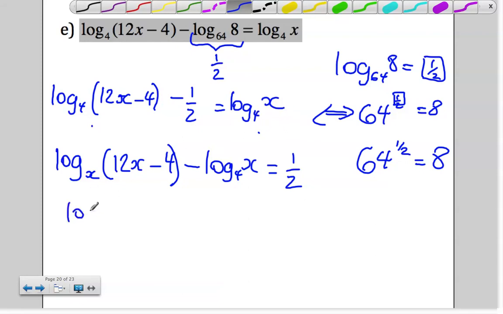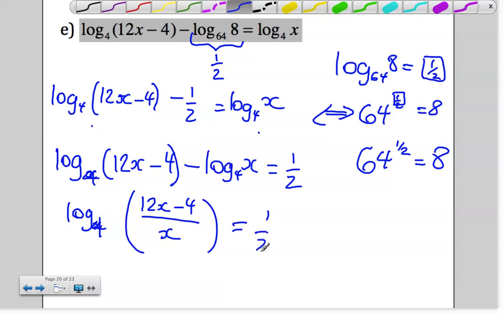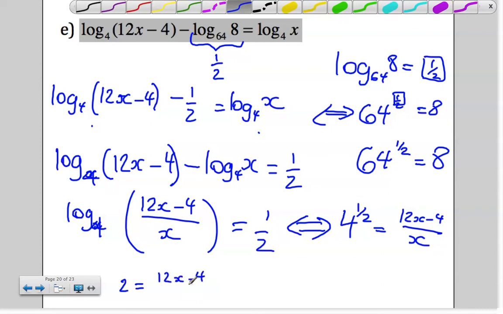Now I can merge those two together. Log base 4 of 12x minus 4 over x, I've merged those as a division, equals 1/2. Okay, I'm running out of things to do, so if and only if 4 to the 1/2 equals 12x minus 4 over x. Now, power of 1/2 is the square root, so 4 to the 1/2 is the square root of 4, which is 2. And I now have a linear equation.